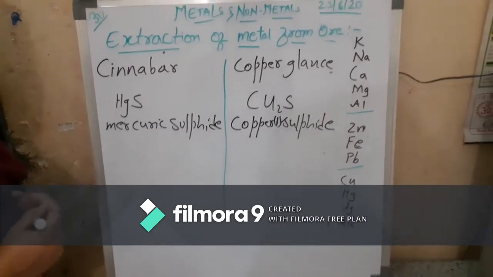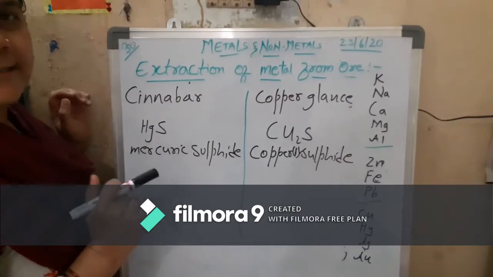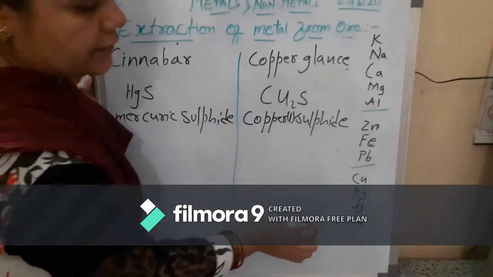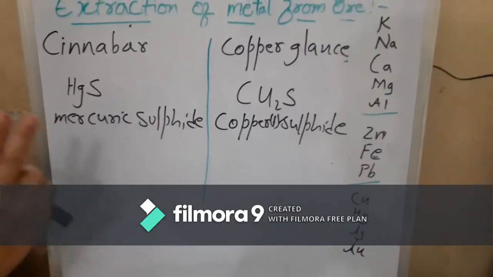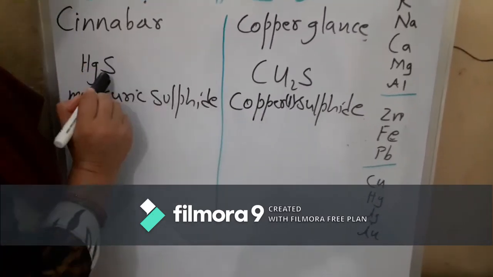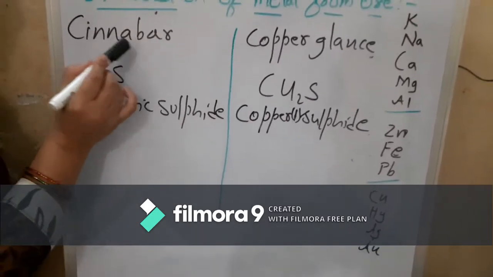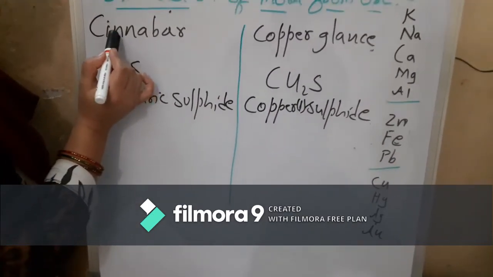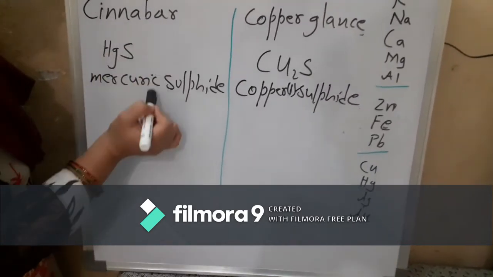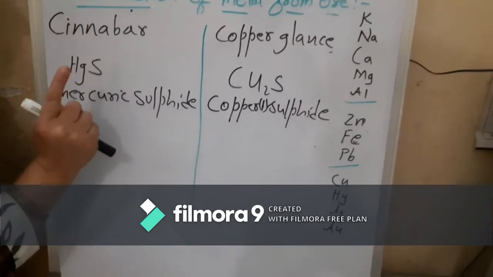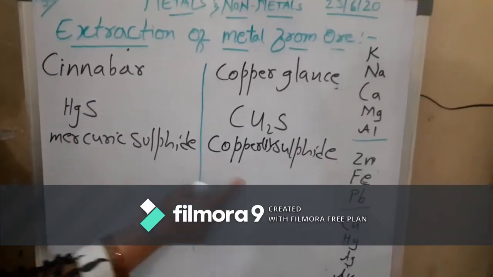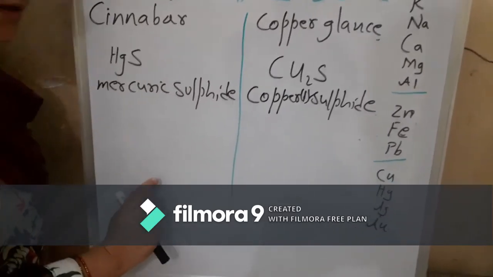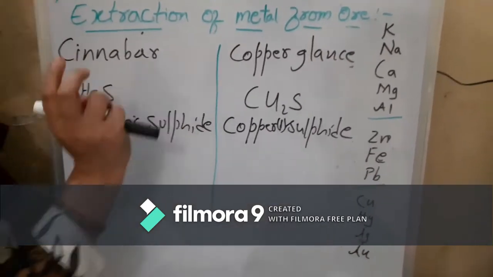So children, today what did we discuss? We discussed the second step, that is nothing but the extraction of metal from ore, and which ores we have discussed from the low reactivity series. Two important metals we discussed, that is mercury and copper. The ore of copper is called copper glance, and cinnabar is the ore of mercury. And these both are which ores? Sulfide ores. And step 1, what have we done? Converted sulfide ore to oxide. And what was my step 2? Reduction or conversion of the oxide to metal.